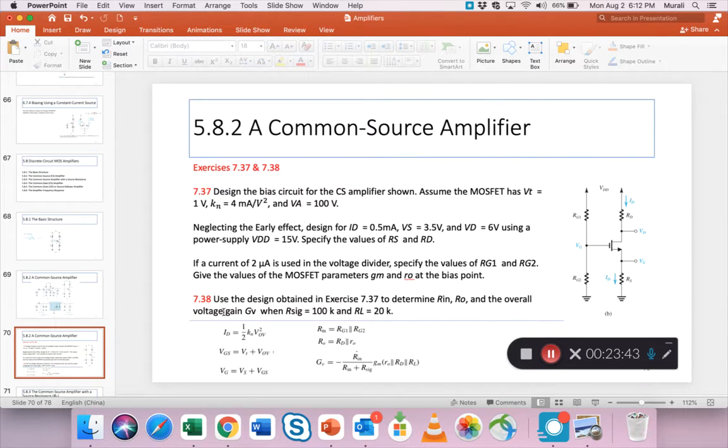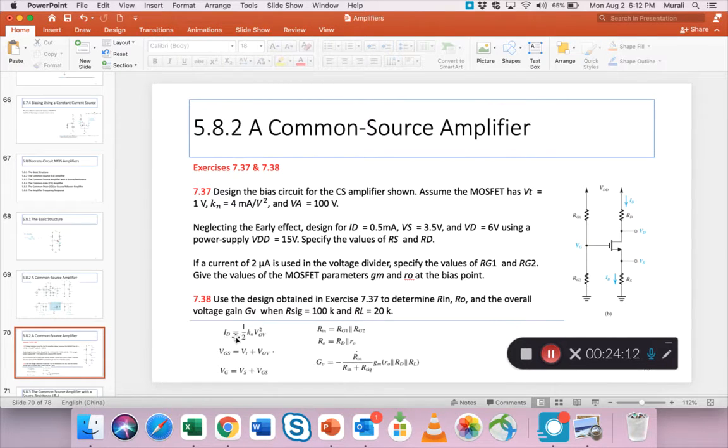Then we have another problem, which also is an exercise problem, to find the input resistance, output resistance and overall voltage gain when a certain source with 100k resistance and a certain load with 20k resistance is connected to this circuit. Okay. So here are the formulas to use that you're going to find.